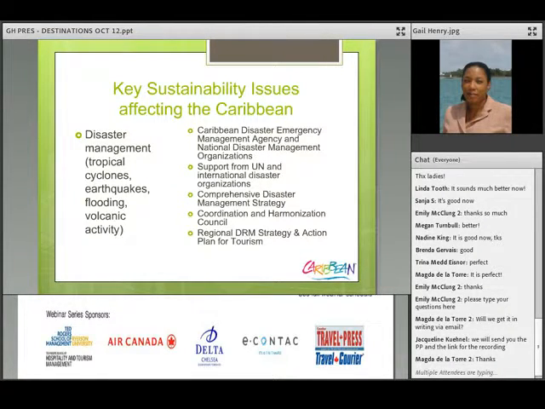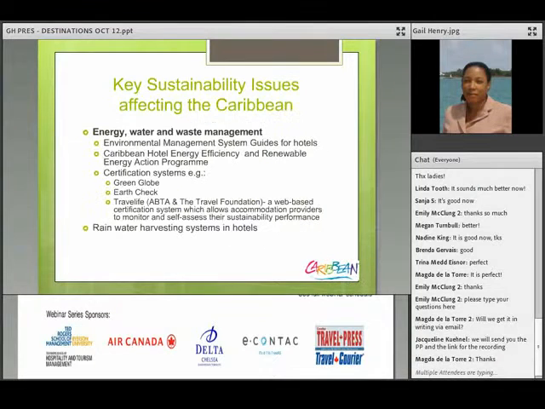There are a number of organizations that are involved in disaster management in the Caribbean region, and at the regional level, one of the major ones is the Caribbean Disaster Emergency Management Agency, which is supported by a network of national disaster management organizations in our various countries. And they are working together to implement a comprehensive disaster management strategy for the region. And they've set up structures at the national level in order to do that.